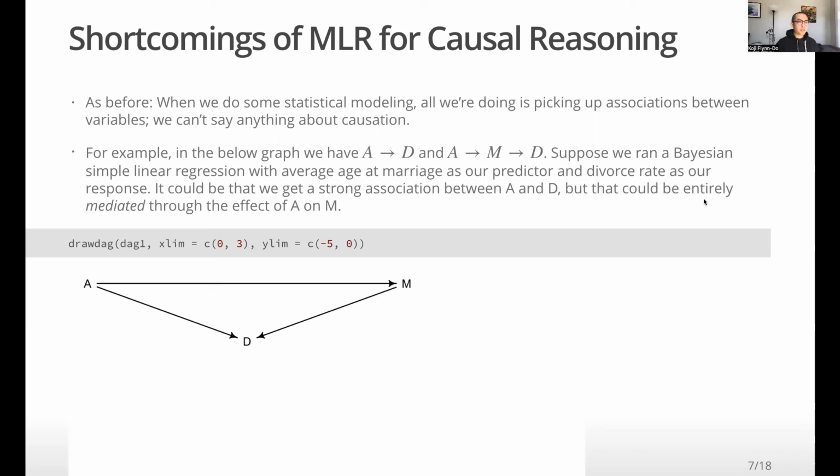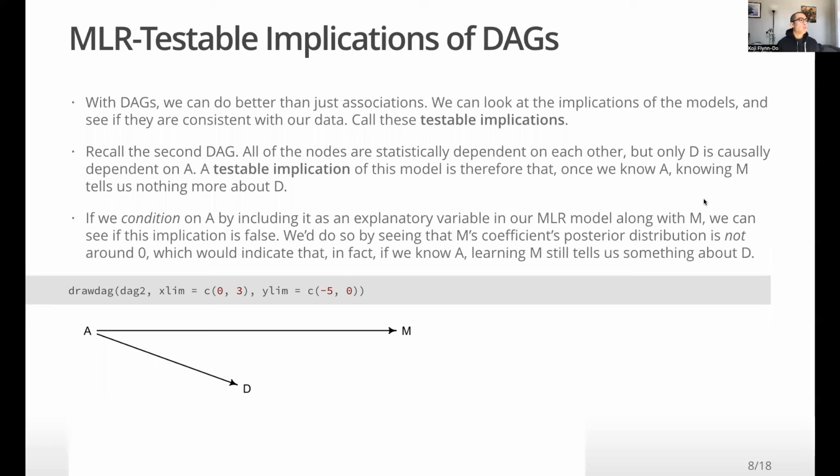And so this is somewhat troubling from a causal inference perspective, and is one reason why you typically don't want to read too much into statistical inferences. With DAGs, I think we can do a little bit better, right? So we can look at the implications of the models and then see if they're consistent with our data. And the way we will check that is with multiple linear regression. So we'll call these testable implications, and then we'll seek to test them.